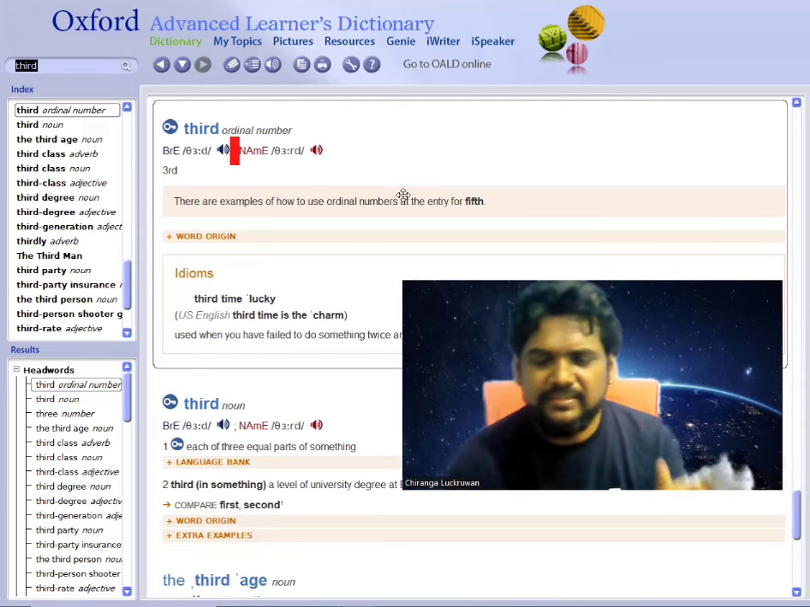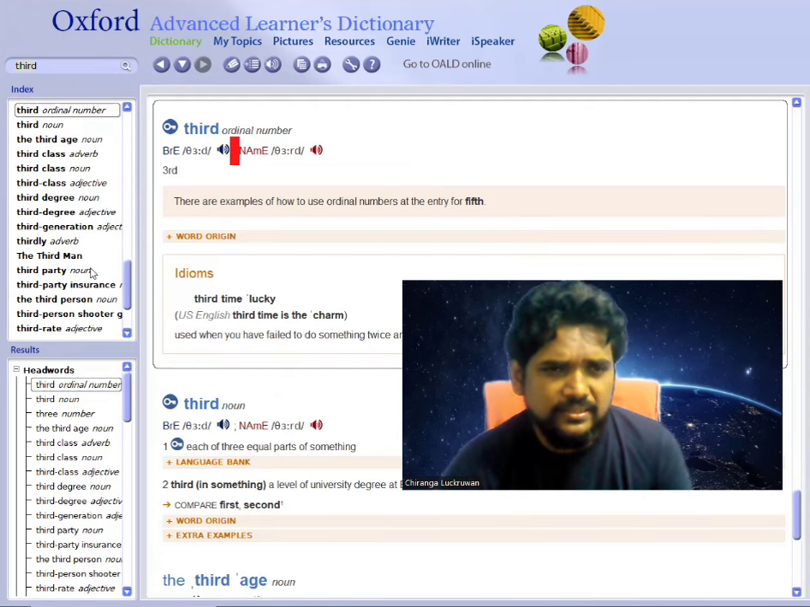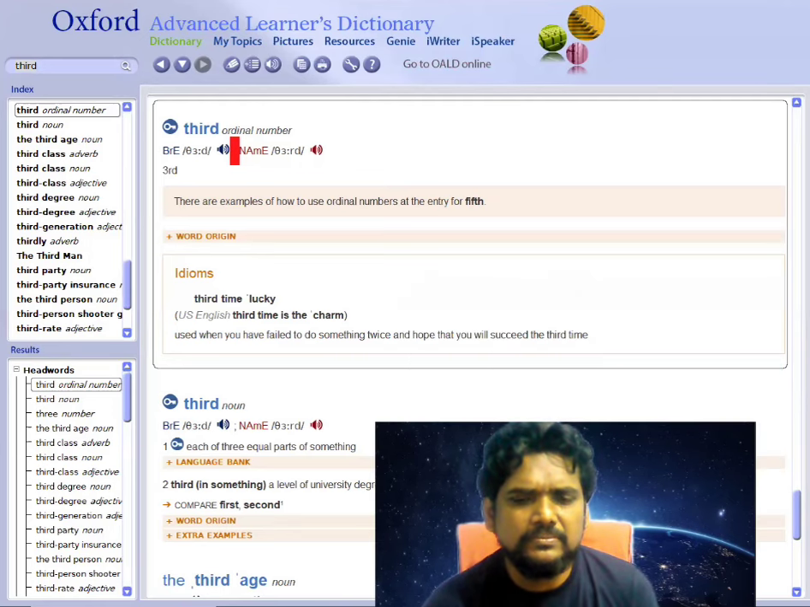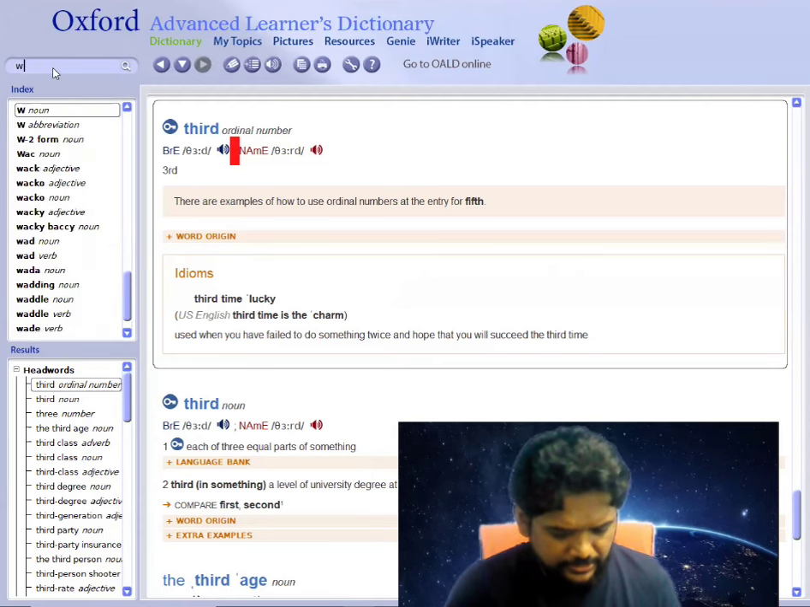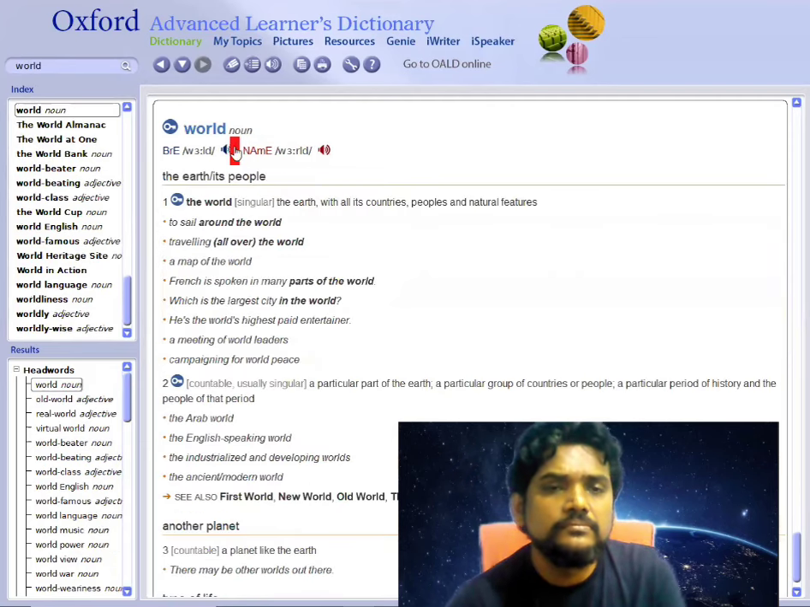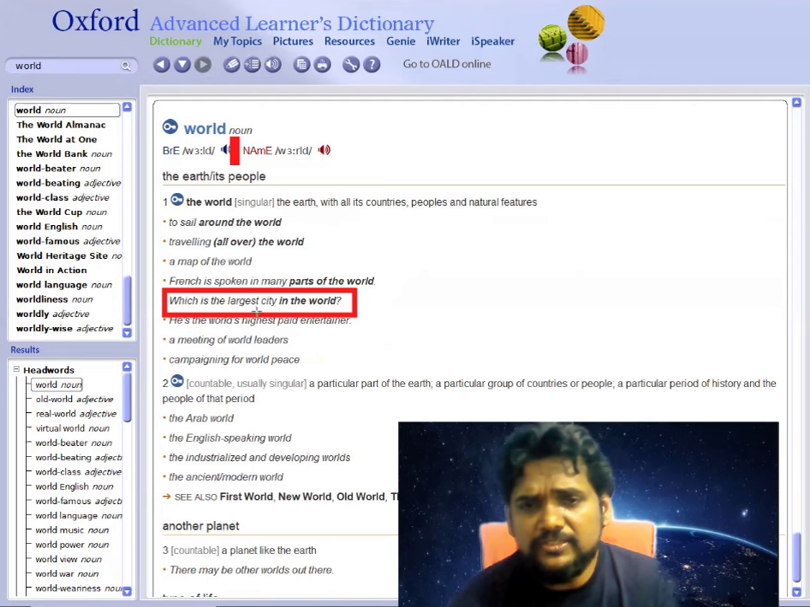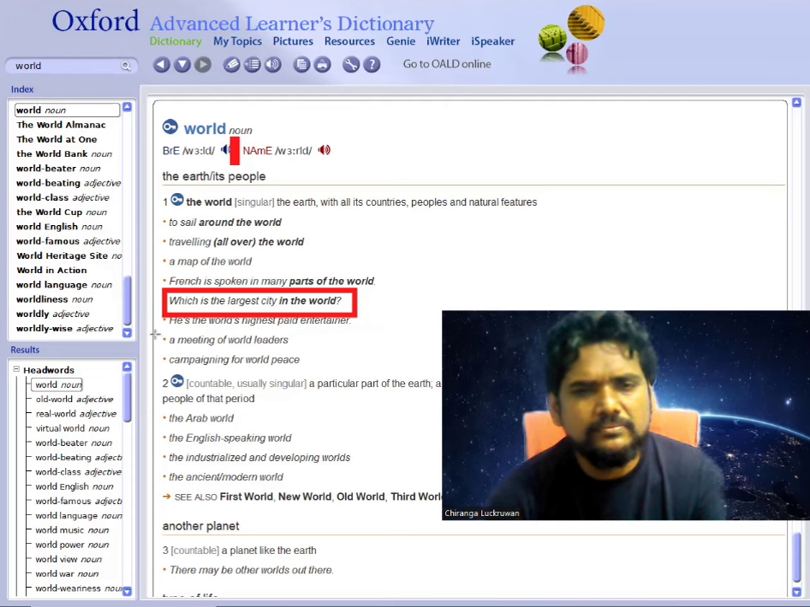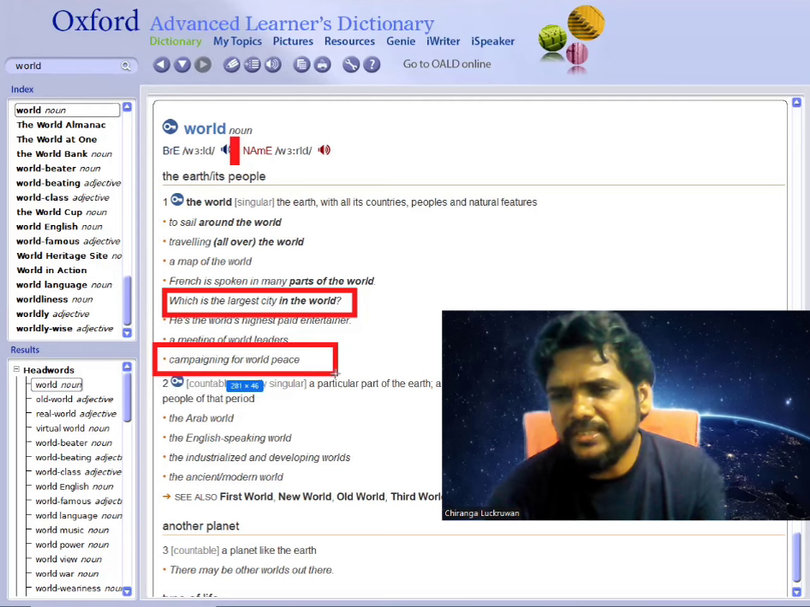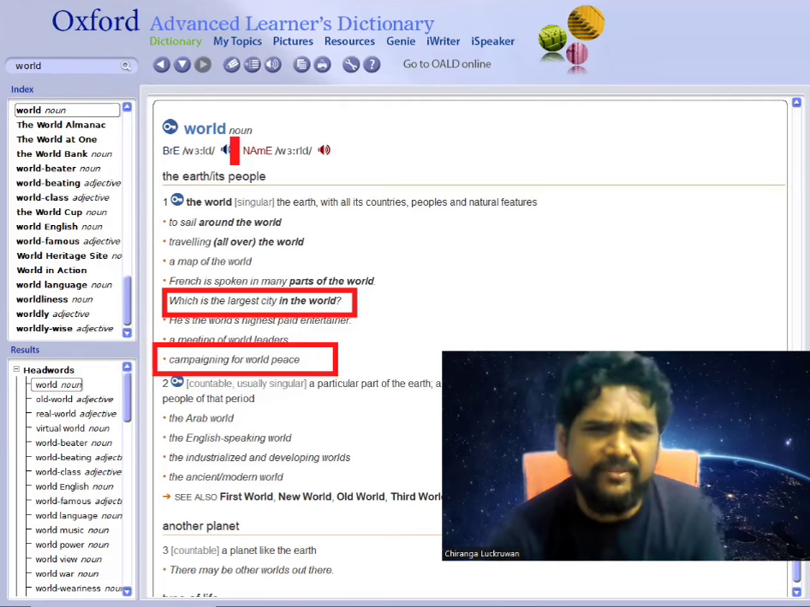So anything like this. When you go through the speaking also, you can hear the R sound anywhere inside the sentences. Let me show you some examples. Let's take world. This one: which is the largest city in the world? Campaigning for world peace. R is prominent. R can be heard anywhere inside the sentence.